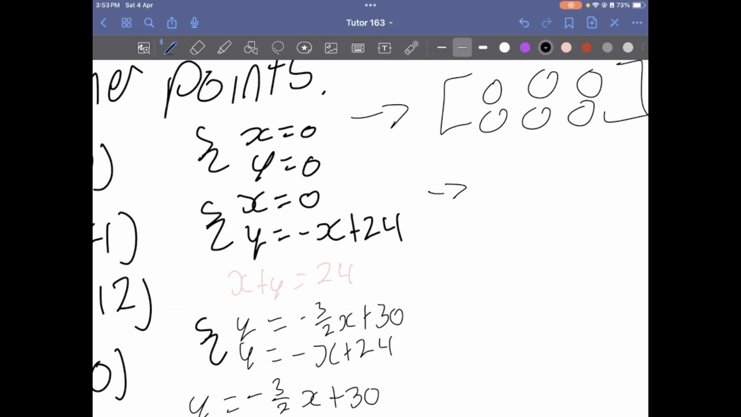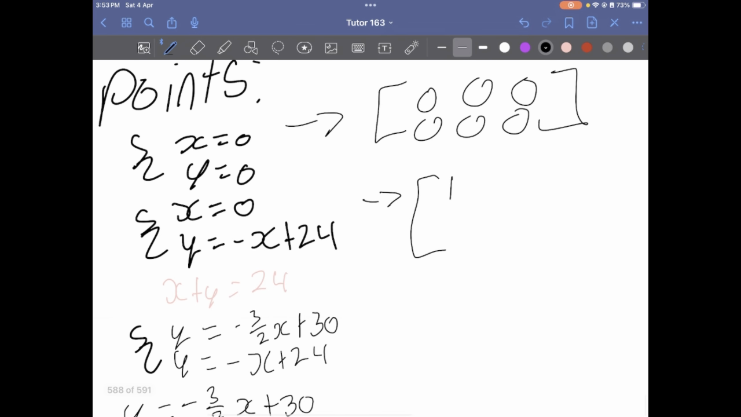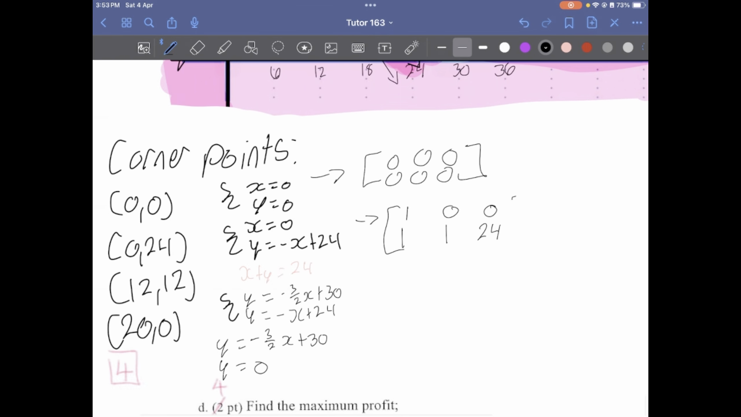So now we could actually put it in the matrix form in a box. That would be 1, because the coefficient of x is 1. There's no y, so y is 0, and then 0. And then the next one would be 1. Coefficient of x is 1. Coefficient of y is 1. And then 24. And we're going to solve that.